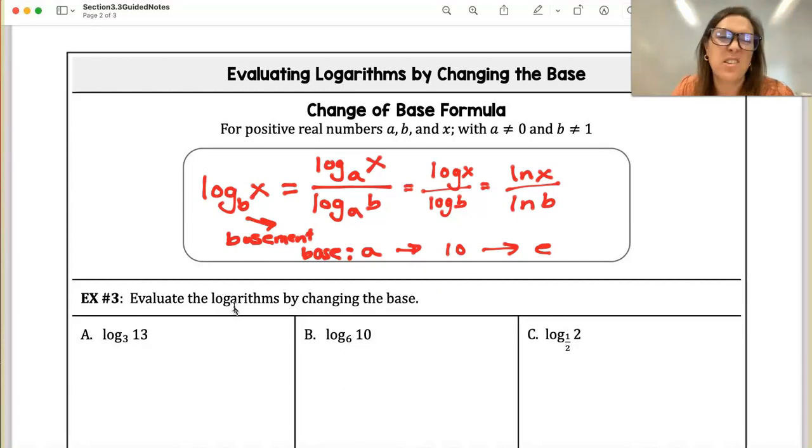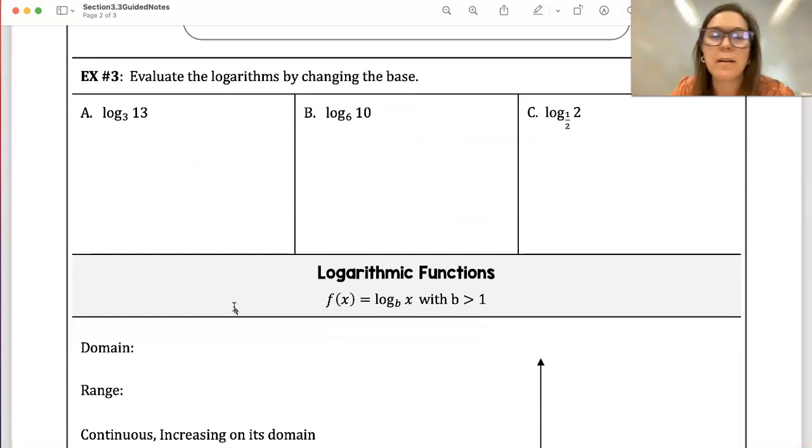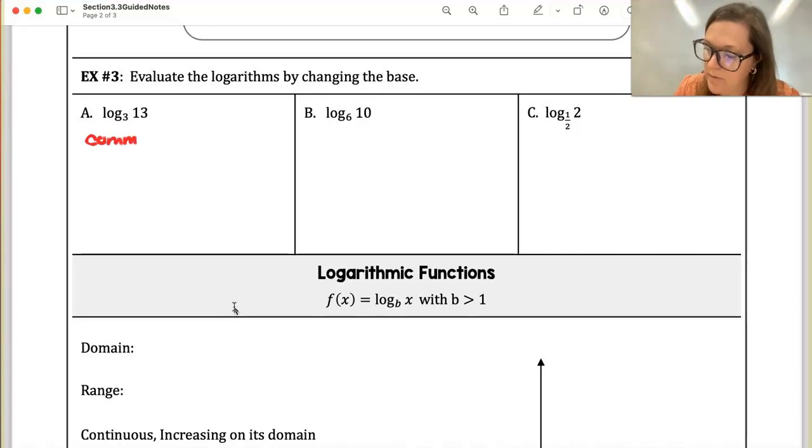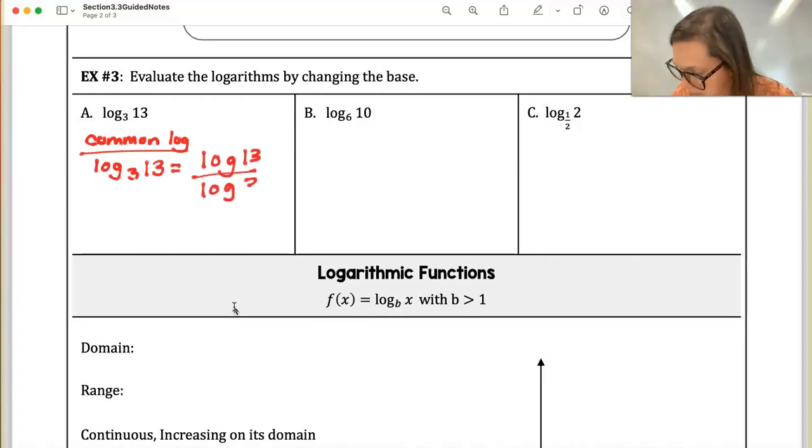Okay, so what does this look like on our calculator? If I wanted to evaluate log base 3 of 13, and if I wanted to use, let's say, common log, so using the common log first, and I'll show you that we get the same thing, so you can just pick which one you want. If I do a common log, which is a base of 10, so log base 3 of 13, change of base means I'm going to do log of 13 over the log of 3 on my calculator.